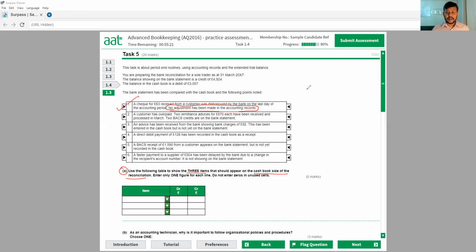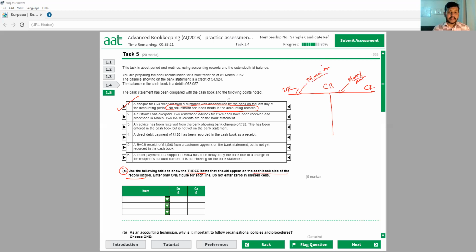Try to understand. On the cash book, we have two sides, debit side and credit side. If money comes in, we record on the debit side. So money in, for any reason, if we receive the money, we record on the cash book debit side. Money out, for any reason, if the money is going out from the bank, we record on the cash book credit side.